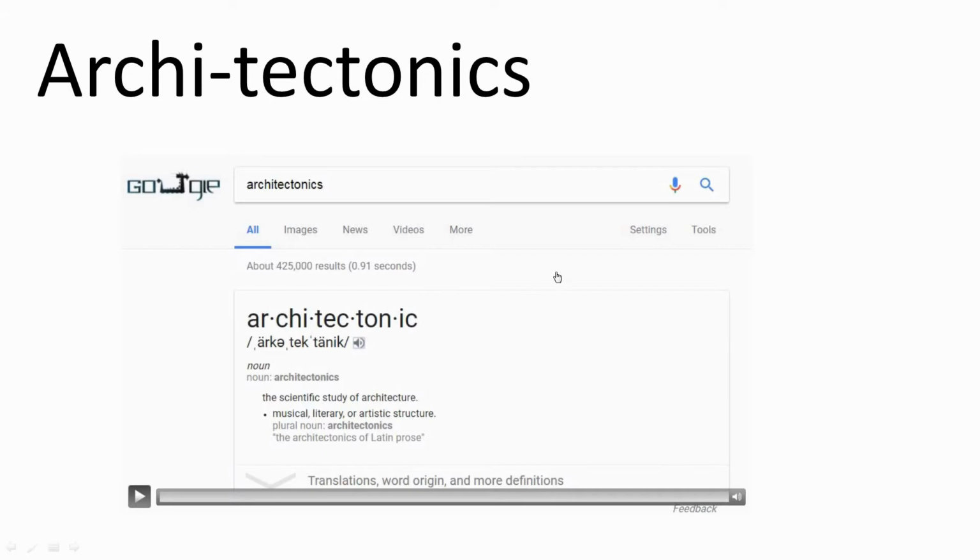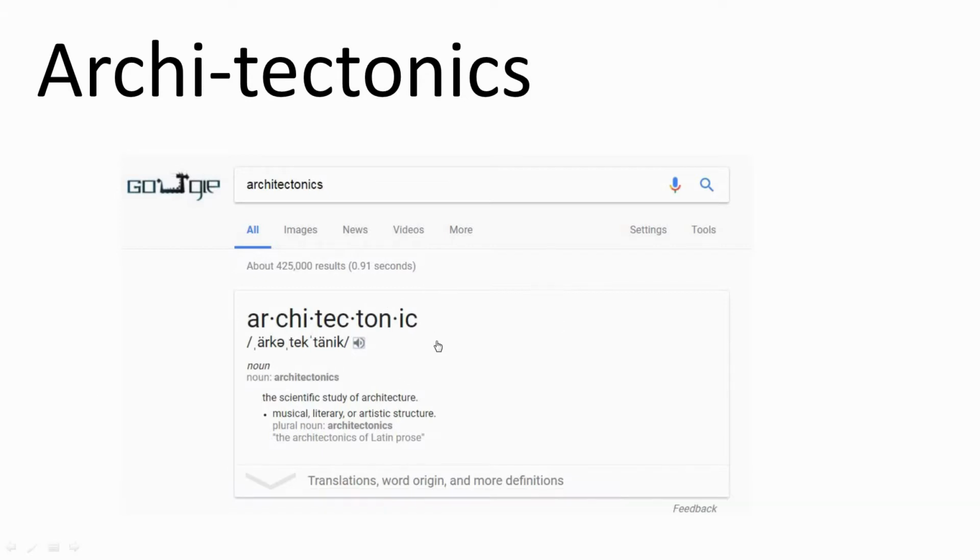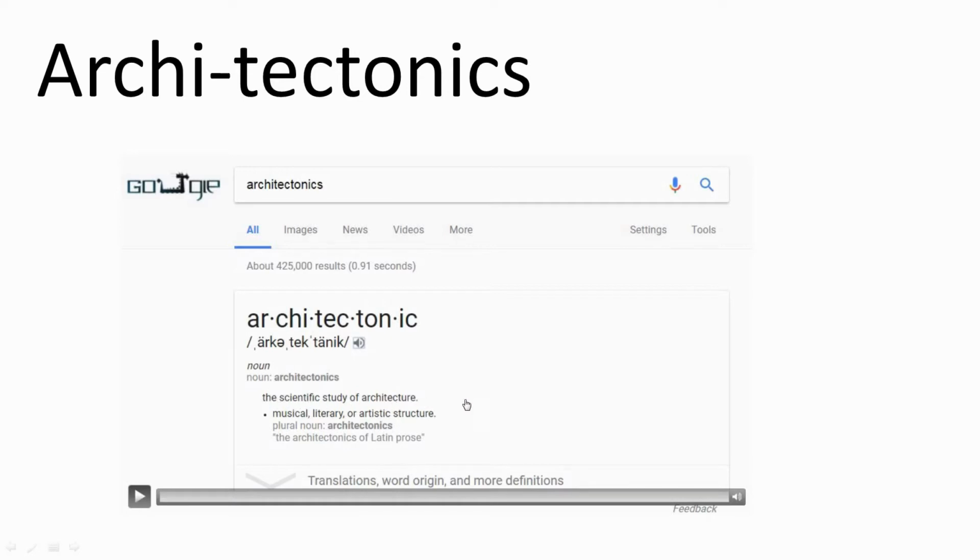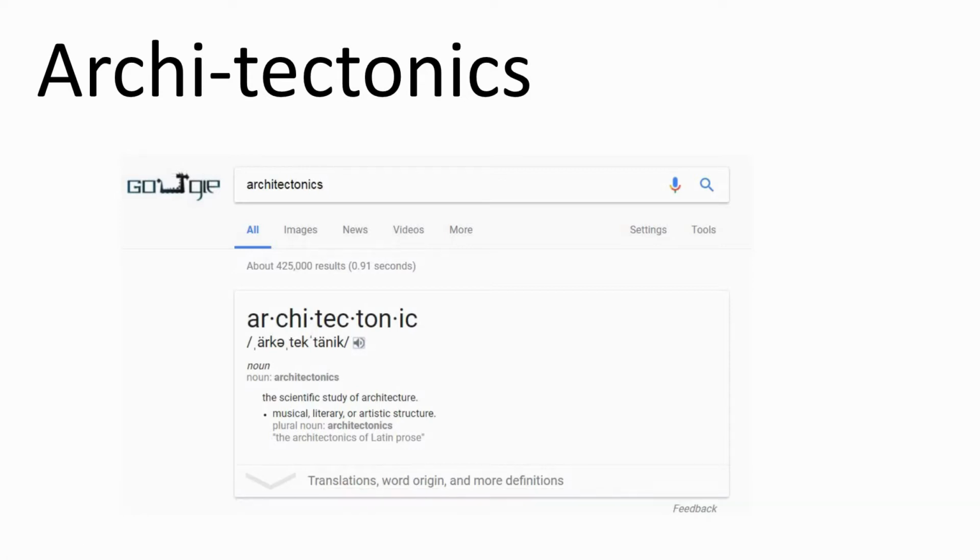So yeah, architectonic is a noun referring to the scientific study of architecture. It's also to do with music, musical, literary, or artistic structure. We talk about the architectonics of Latin prose, for example. However, this is not a literary course, as I'm sure you're well aware. This is to do with design and architecture. So we'll concentrate on that first definition there, the scientific study of architecture, which leads us to another question, really.